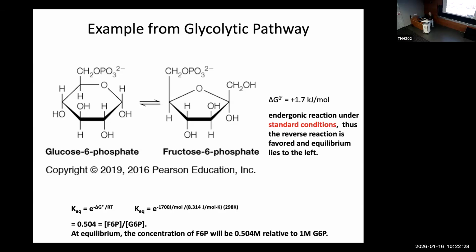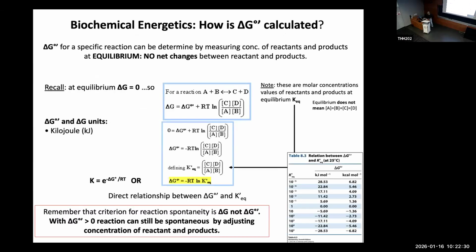A question on the last slide. Yeah. So if you're saying that the K prime equilibrium is 10 to the negative fifth, isn't that indicating that the concentration of A and B is super high compared to the concentration of C and D? Yes. So then wouldn't it want to go towards the forward direction, if the concentration of the reactants is super high, to reach equilibrium? So that's what it will be at equilibrium.